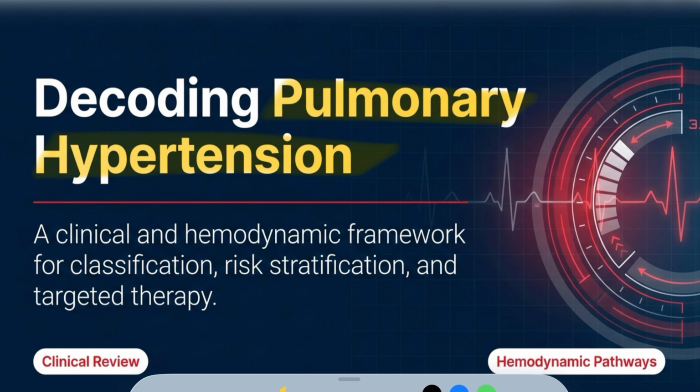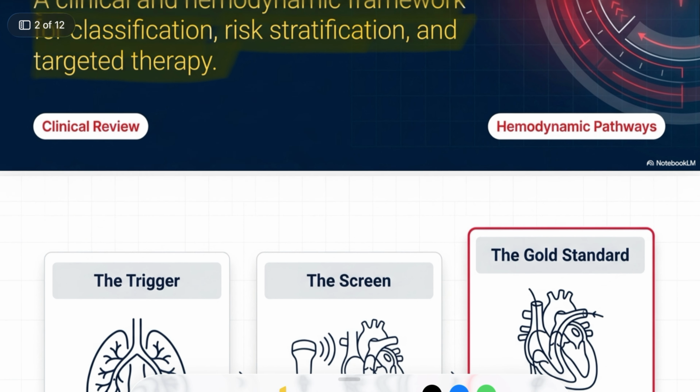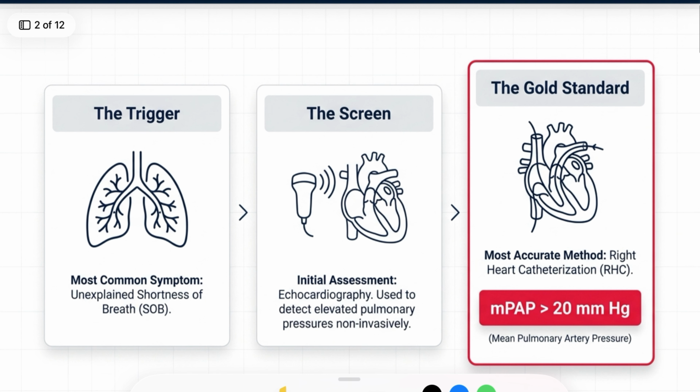So in this video we are going to do a clinical and hemodynamic framework for classification, risk factor stratification and targeted therapy required. So it's a clinical review. Let's see how we are going to proceed in a nutshell. First we have to see the triggers, then we have to see how we are going to screen the disease, then we have to gold standardly diagnose the condition so that we can treat the patient in an appropriate way.